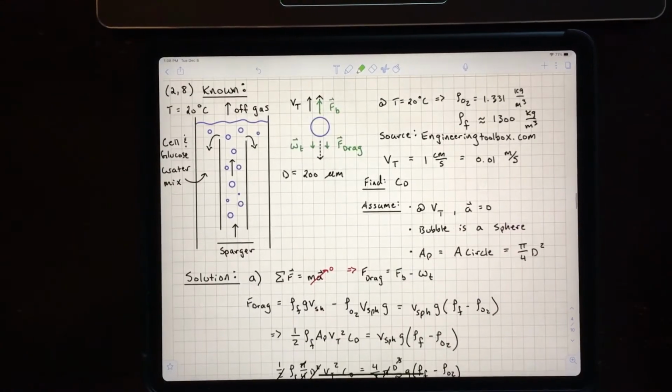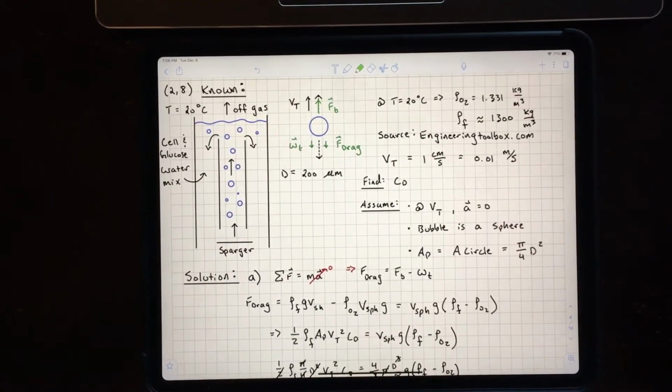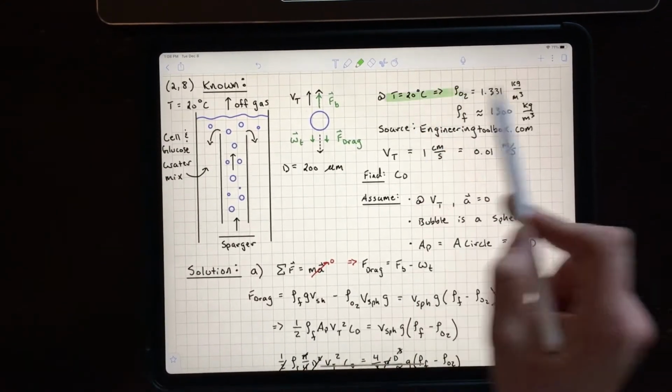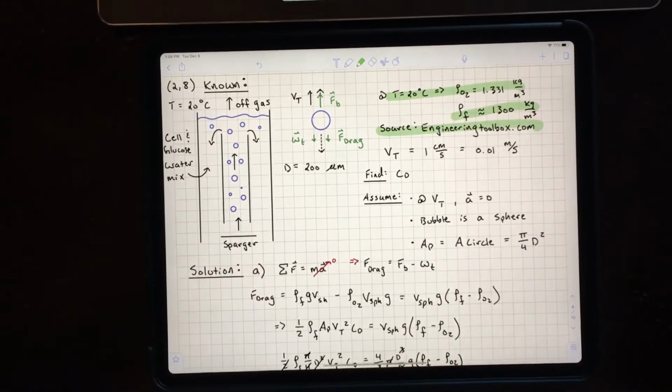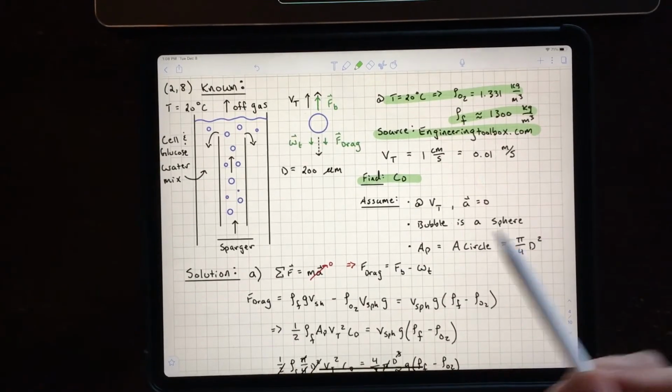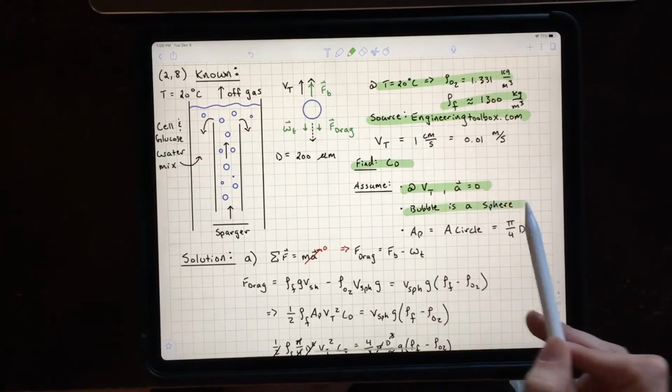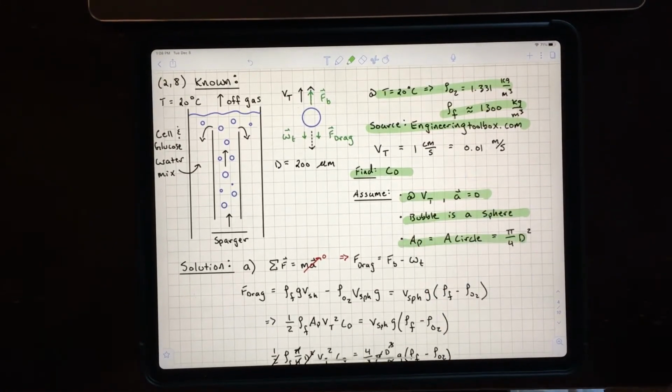The next problem deals with topics 2 and 8. I'm only going to talk about topic 8, external fluid flow. Again, we get a temperature and some known values using this source. We're going to find the drag coefficient. And we're going to assume that at the terminal velocity, acceleration is 0. The bubble models a sphere, which means the area projected is going to be the area of a circle.